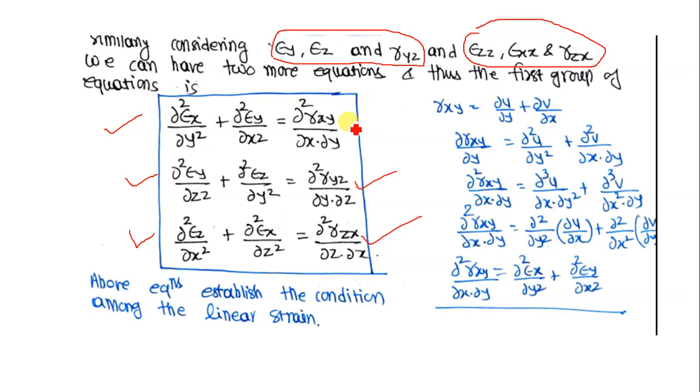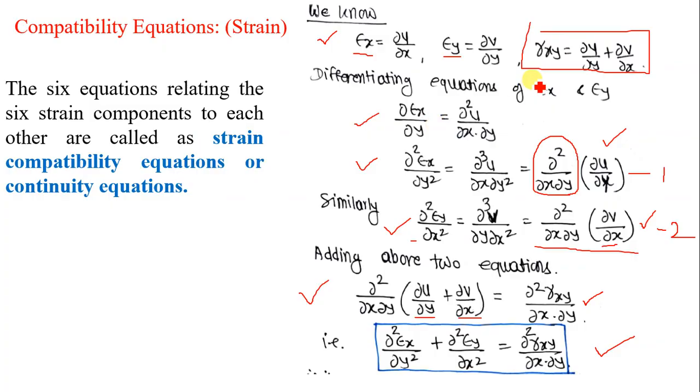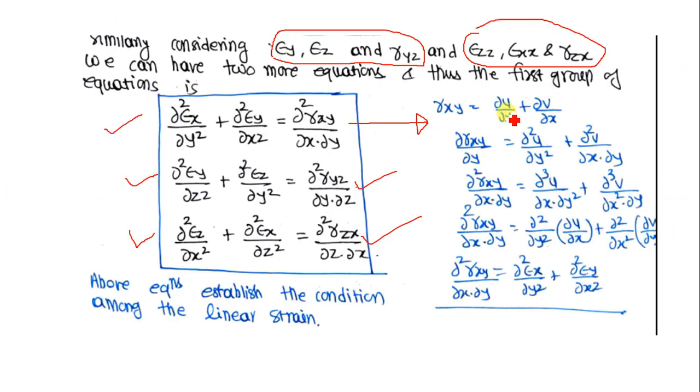This first equation can alternatively be derived using this method. We know gamma xy is equal to del u by del y plus del v by del x. Differentiate this equation with respect to y. Again differentiate this equation with respect to x. Now we have this form of equation.